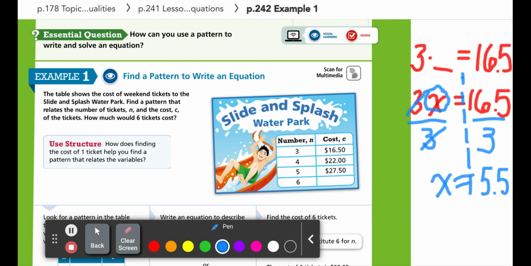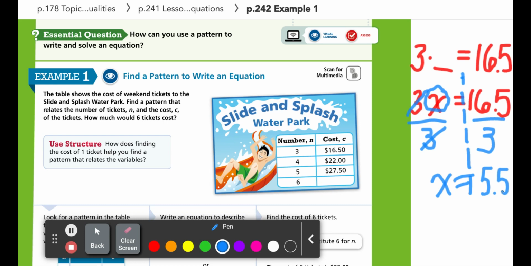So I would just double check that my pattern makes sense. So let's try it. Well, 3 times 5.5. Is it 16.50? Yes, it is. 4 times 5.5. Is it $22? Yes, it is. 5 times 5.5. Is it $27.50? Yes, it is.